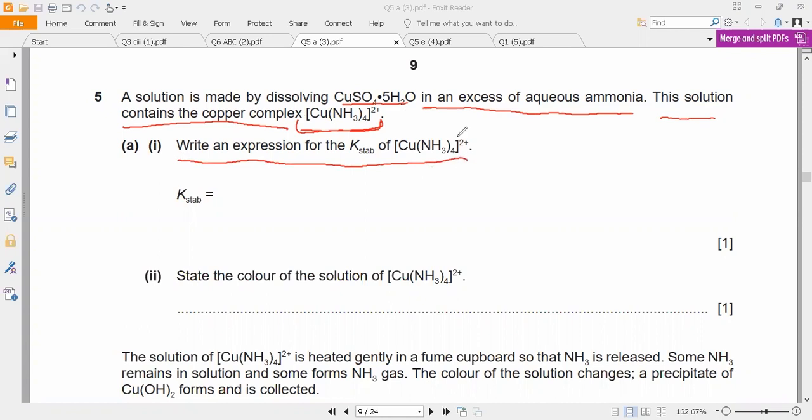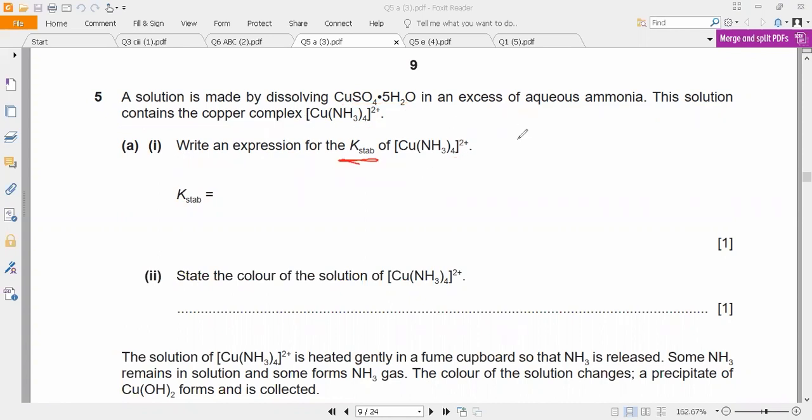Guys, look, to write Kstab, we are supposed to have an equation, right? An equilibrium equation. But here the equation is not given. We are supposed, guys, to write the equation by ourselves. So how are we supposed to do so? How can we write the equation? Let me show you something.